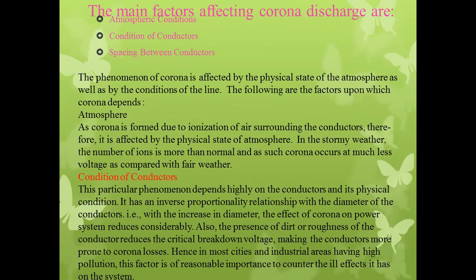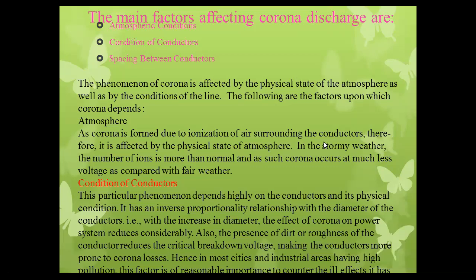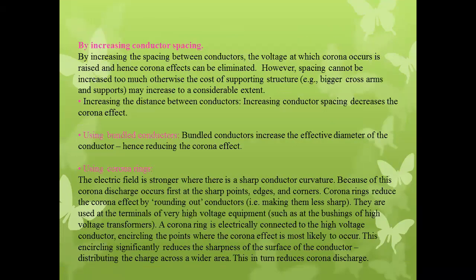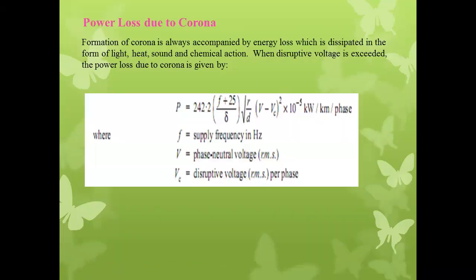Okay, this part is enough for today's lecture. In the next class we will see the various important terms related to the corona discharge and the main factors on which the corona discharge occurs. For example, atmospheric condition, size of the conductors, diameter of the conductors, and spacing between the phase conductors also affect the corona discharge. Line voltage also plays a very important role in the corona discharge. Also in the next class we will see the power loss due to the corona discharge.